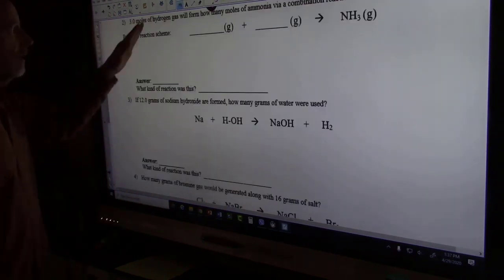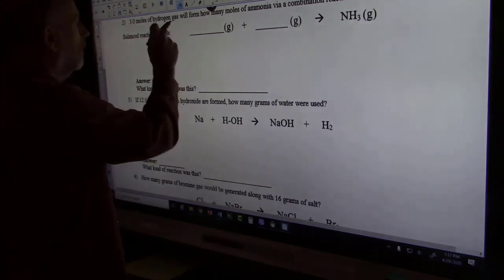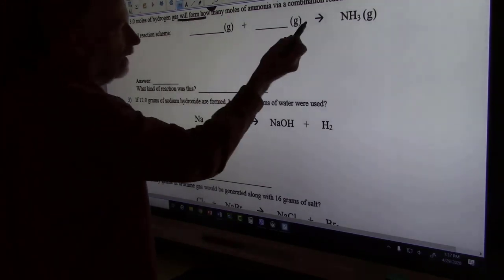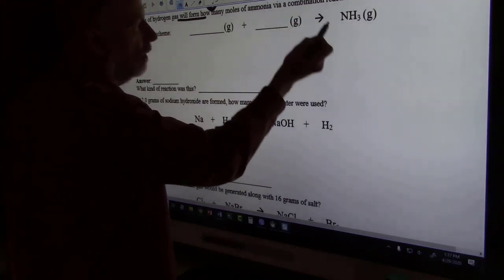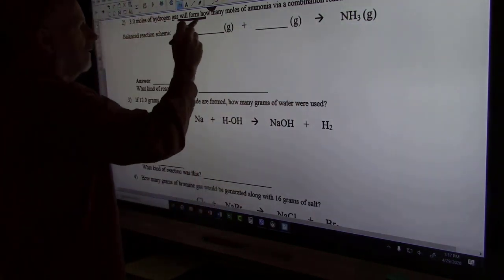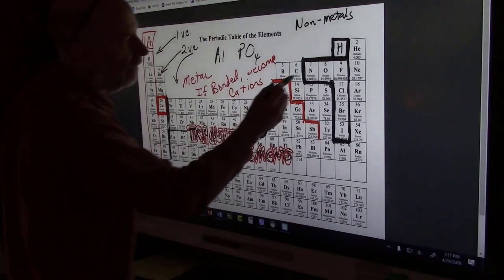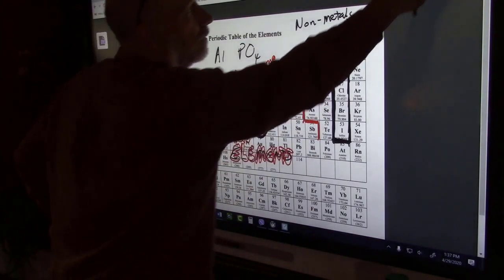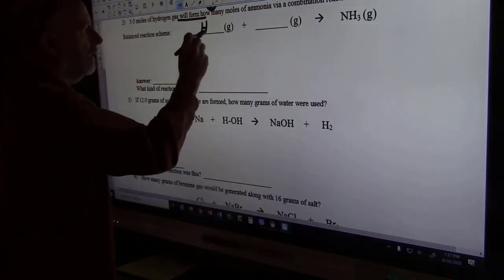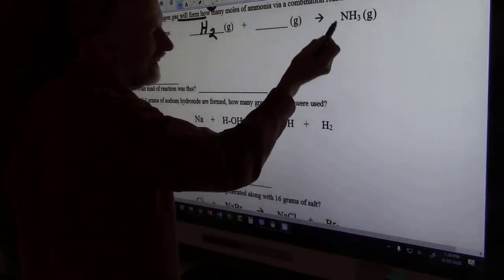3 moles of hydrogen gas will form how many moles of ammonia via a combination reaction? Will form, that's the arrow, that's the yield sign, ammonia. So this is obviously ammonia. And 3 moles of hydrogen gas, so that means you take hydrogen, that's one of the lucky 7, right? One of these, hydrogen by itself. So hydrogen is actually H2. And this ammonia has N's and H's.